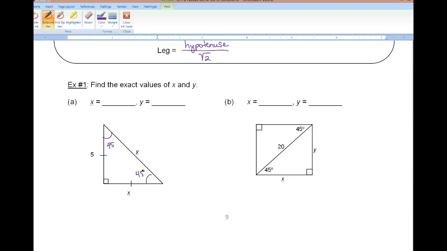Now, x is really easy. There's no work for x. It's labeled congruent. So x is 5. And y would be 5 root 2. Exactly. Now, if you really want to do Pythagorean theorem to check your answer, that's fine, but I'm just showing you a shortcut.